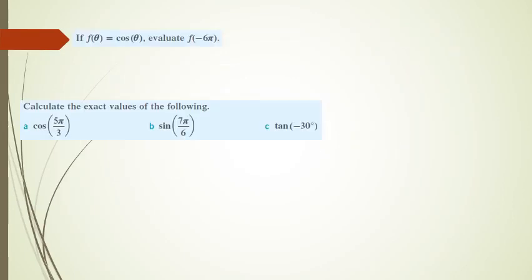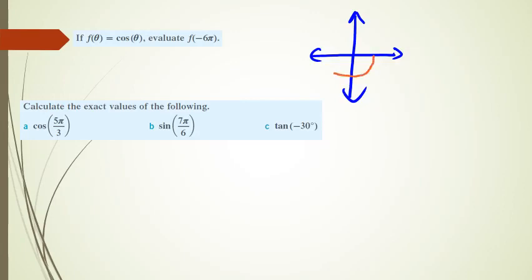Now, what these are used for is they're used for you to evaluate stuff. So, if f theta is equal to cos theta, evaluate f of negative 6 pi. Alright, so let's have a think about this. Which way is the positive direction? Clockwise or anti-clockwise? Anti-clockwise. So, if we're trying to go in the negative direction, which way should we go? Clockwise.